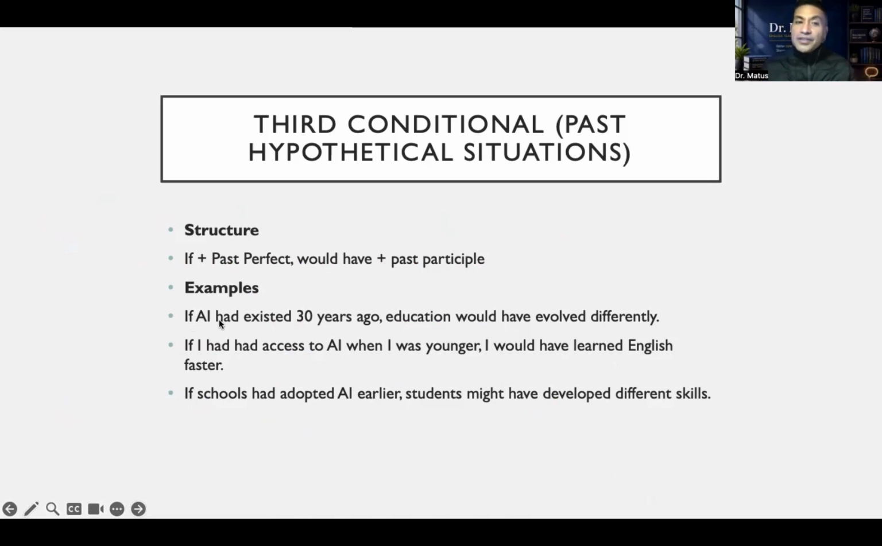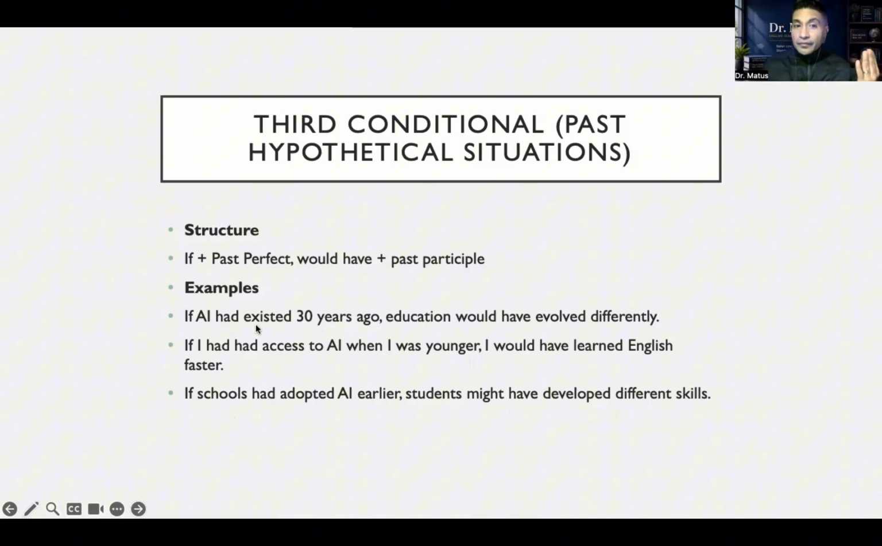If artificial intelligence had existed 30 years ago, education would have evolved differently. If I had had access to artificial intelligence when I was younger, I would have learned English faster. If schools had adopted artificial intelligence earlier, students might have developed different skills.